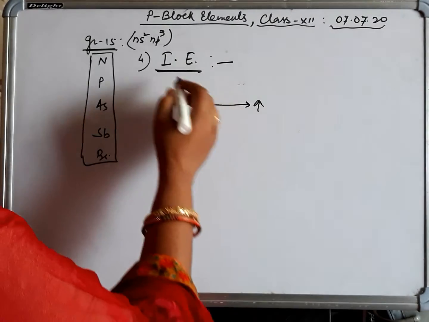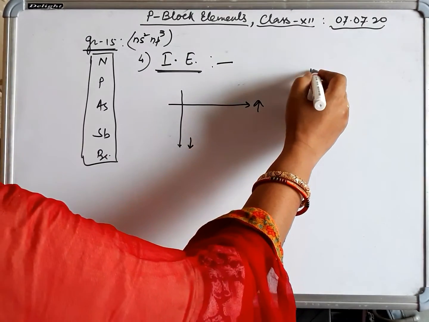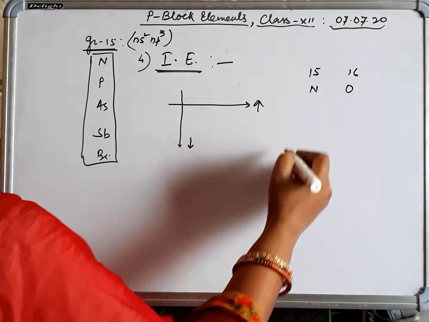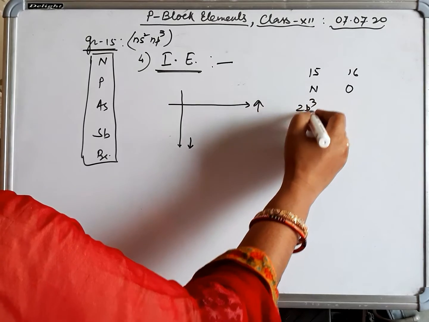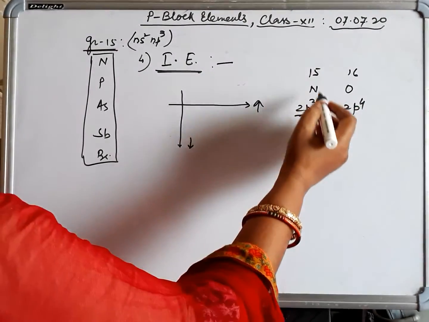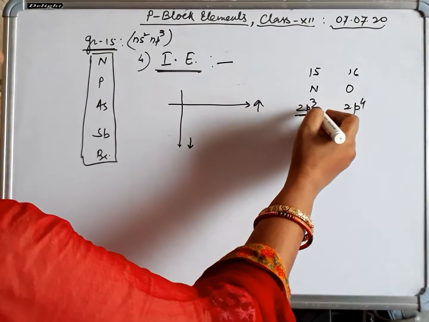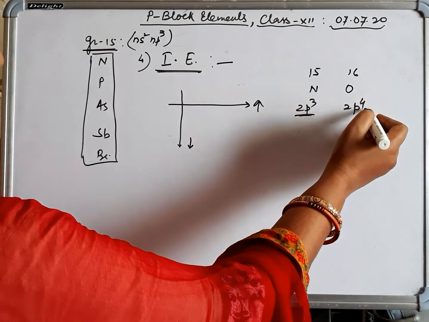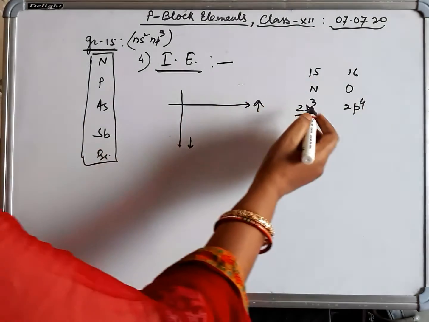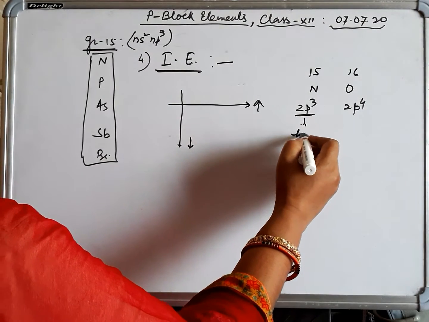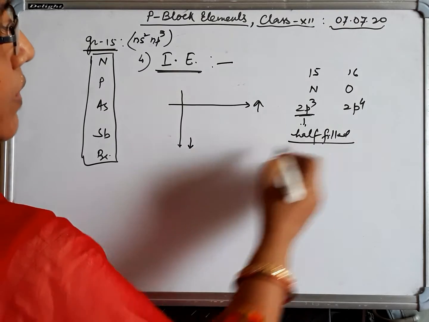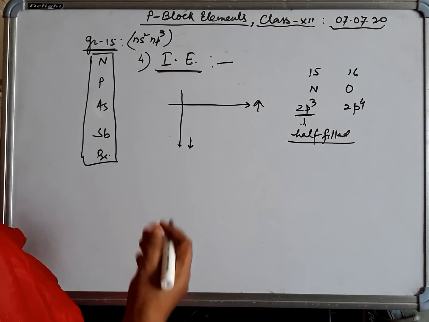So suppose this is group 15, which is nitrogen, and this is group 16, which is oxygen. Their outermost configurations are 2p3 and 2p4. When we try to remove an electron from this p orbital or that p orbital, which one will require more energy? Obviously, this is the symmetrical configuration, the half-filled one, and we know that half-filled or fully filled orbitals have more stability.